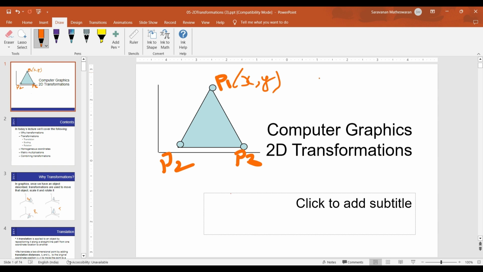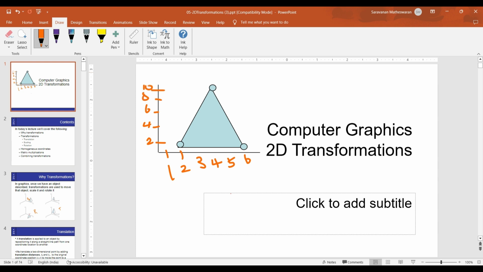For example, suppose we consider some points to draw a 2D object. Here the axis is marked 1, 2, 3, 4, 5, 6, and on the other axis 2, 4, 6, 8, 10. Consider these as my points.